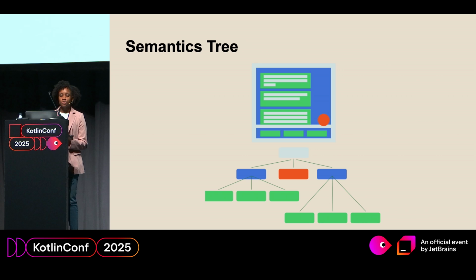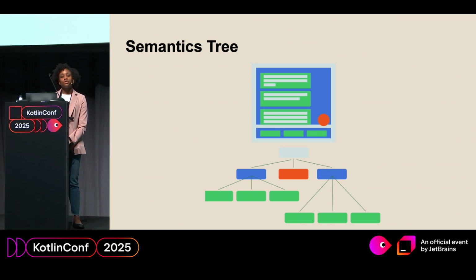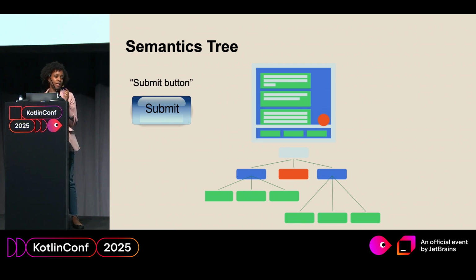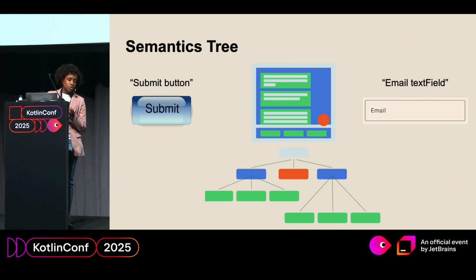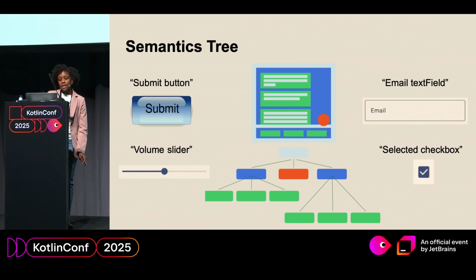For the semantics tree, if you haven't worked with it, it's generated alongside the UI hierarchy and describes the hierarchy. It describes the UI in an alternative manner that is understandable for accessibility services. These services use the tree to describe the app to users with a specific need. Similarly, you would have a submit button, and for TalkBack or any other screen reader, it would be spoken as submit button, email text field, so the person would know what type of information is going in that text field, volume slider, and then select checkbox, or if it wasn't selected, unselect checkbox.